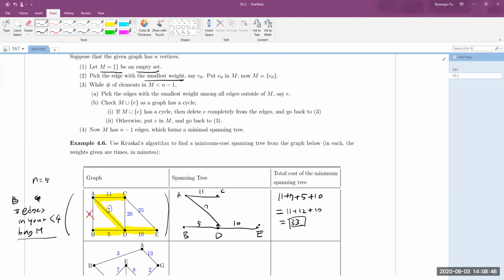Okay. Do you have any question on this algorithm or this example? Is it good?